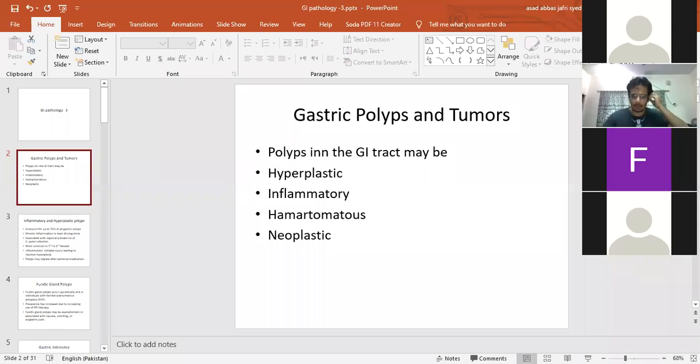The most common gastric tumors that we encounter are gastric polyps, and they include hyperplastic polyps, inflammatory polyps, hamartomatous polyps, and neoplastic polyps. अच्छा, इन polyps में से जो polyps सबसे ज़्यादा tumors के साथ associate हैं या pre-neoplastic हैं या cancer को predispose करते हैं, वो neoplastic polyps होते हैं.